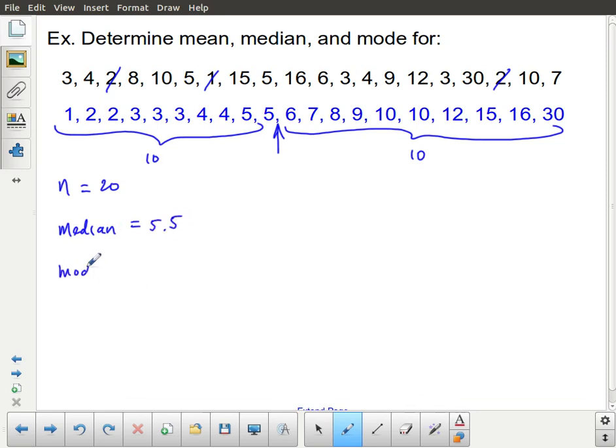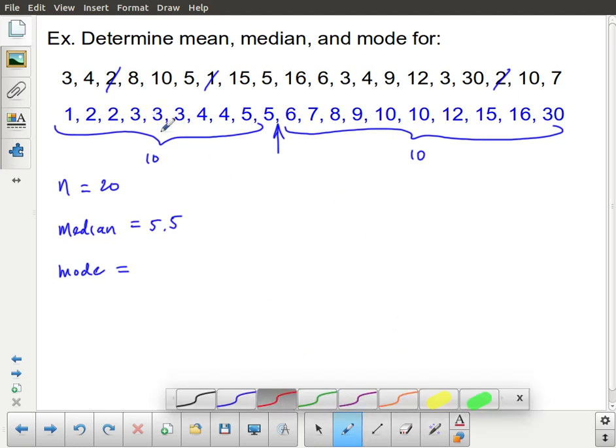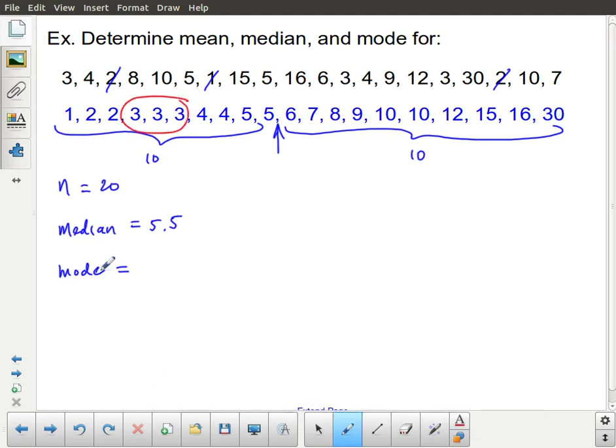What about the mode? Is there a single value that occurs most frequently? I already mentioned I've got 1 1, 2 2s, 3 3s. So I currently have 3 3s, 2 4s, 2 5s, 1 6, 7, 8, 9, 10, 12, 15. So it looks like those 3 3s are the mode. So the mode is equal to 3. 3 is the most commonly occurring value in my list.